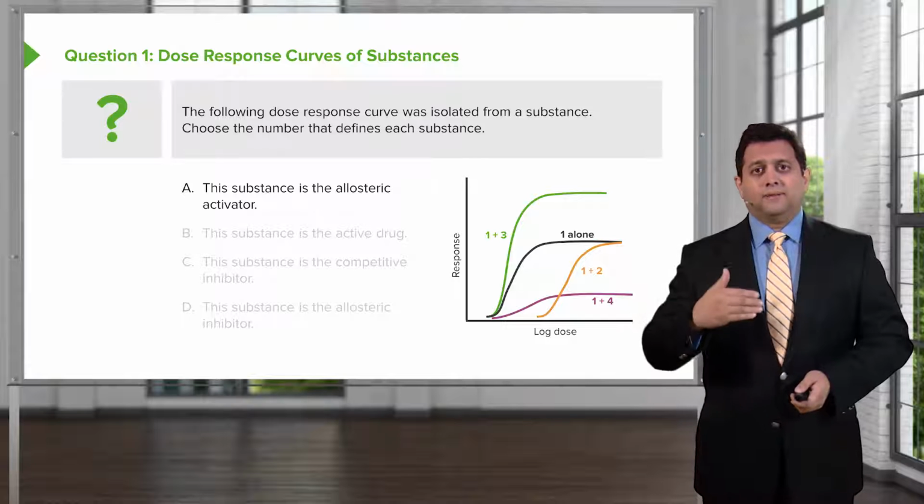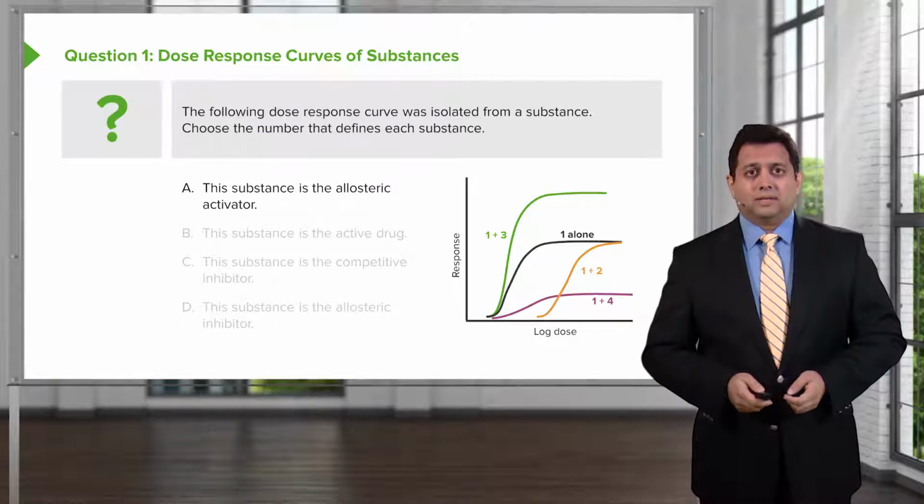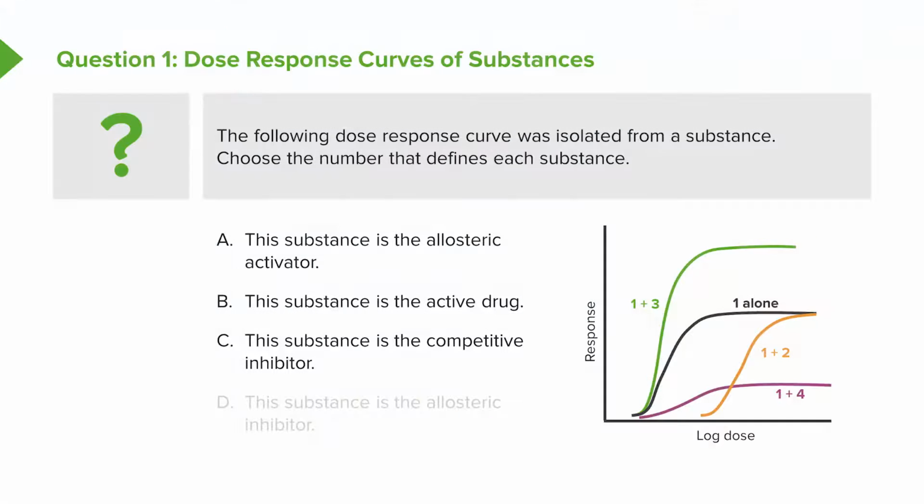So we're going to define which one each is. One of them is an allosteric activator. One of them is an active drug. One of them is a competitive inhibitor. And one of them is an allosteric inhibitor. So what do these terms mean?